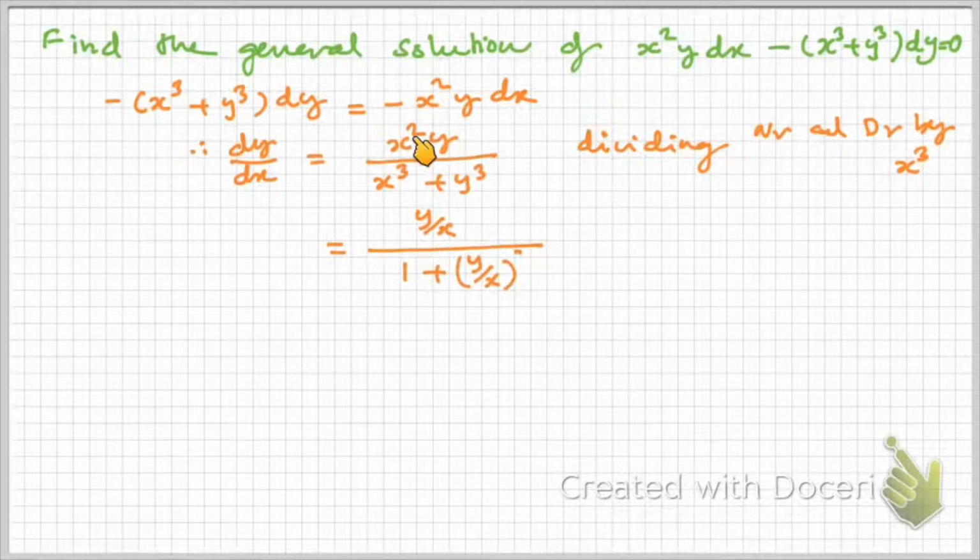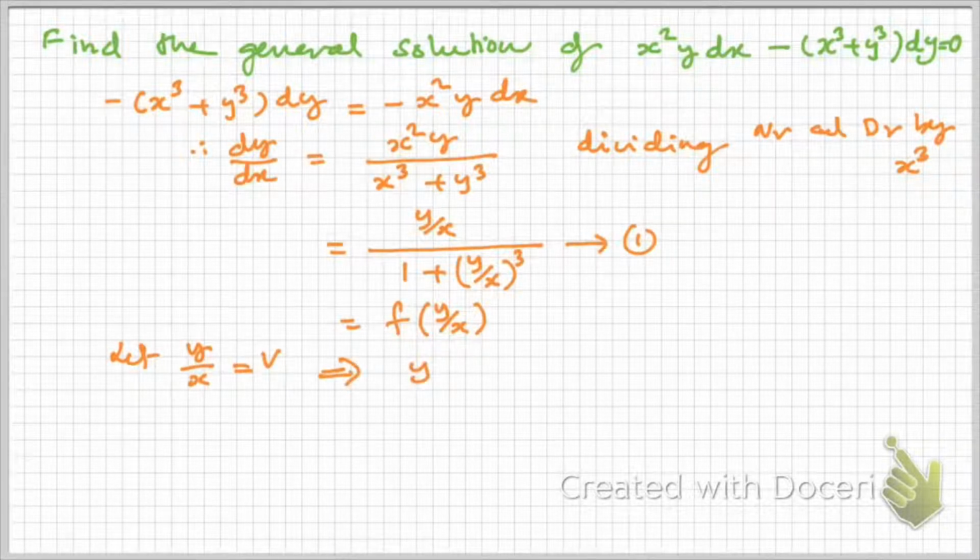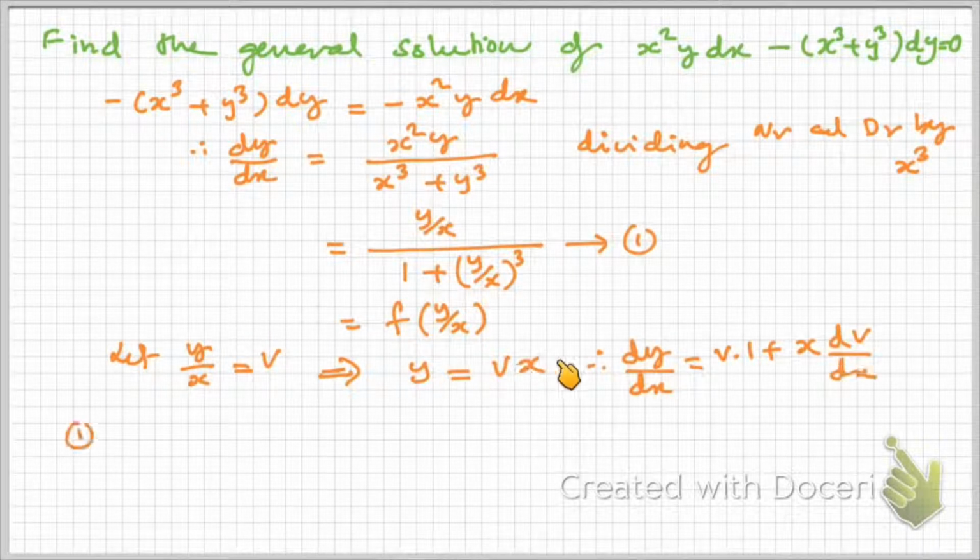the numerator gives me x square cancels off. I will have an x still, which makes it y by x. This x cubed by x cubed gives me 1, and this y cubed by x cubed now becomes y by x the whole cubed, which is a function of y by x, and we call that equation number 1. This is now homogeneous, and therefore I say let y by x be equal to v. So y is vx, we differentiate, and this is what we get.